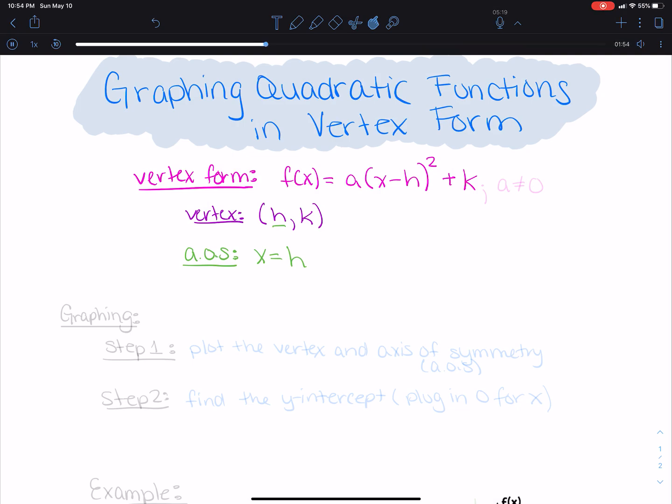All right, so now when we graph, we're going to start with step 1. So step 1, we need to plot the vertex and our axis of symmetry. All right, then we're going to go to step 2. So step 2, we're going to find the y-intercept. And to find the y-intercept, all we're going to do is plug in 0 for x.